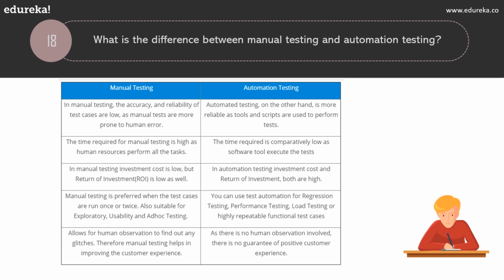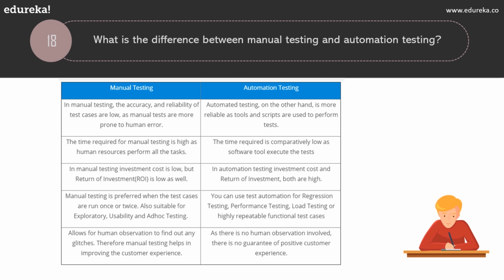The time required for manual testing is high as human resources perform all the tasks, whereas the time required for automation testing is comparatively low as software tools execute the test cases. In manual testing, the initial investment which you make is low because you don't use any kind of tools, but the return on investment is low as well. Whereas in automation testing, the initial investment is high, but your return on investment is also high.